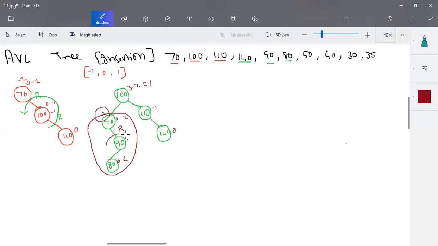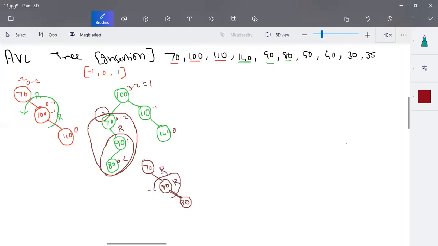Okay, so first we have to convert this RL rotation in terms of RR, and then we have to perform an anti-clockwise rotation. Okay, so I'll just draw this node separately. You have 70 and you have to perform an internal rotation between this 80 and 90. So it will be taken as 80, 90 here. The property of binary search tree should not fail over here. 80 is greater than 70, so it lies in the right side, and 90 is greater than 70 and 80, so it lies in the right side of it. Now it becomes RR category.